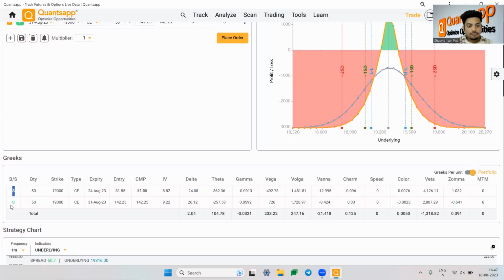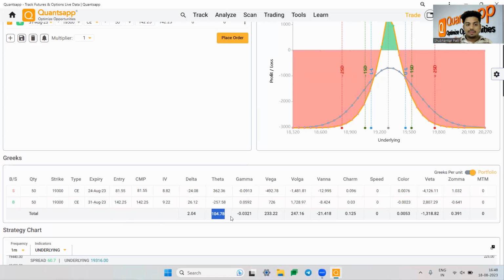Now on the other hand, I have also bought 19,300 strike price call. Over here, my theta is negative. Obviously, if I am buying an option, I will be net theta negative. So over here, I am buying the option which is 19,300 but of 31st August. So I'm paying theta of 257 rupees. But still, if you calculate and do the net sum, it is a theta positive strategy of 100 rupees roughly. Very small figure. I will tell you how we can improve this a bit.